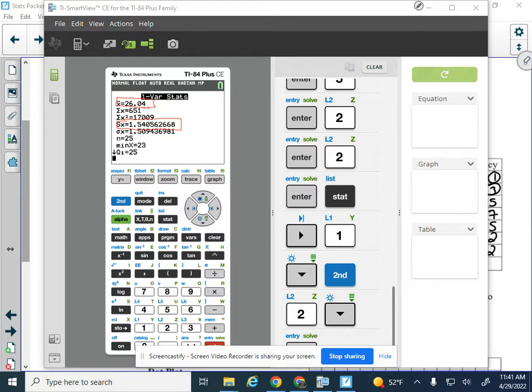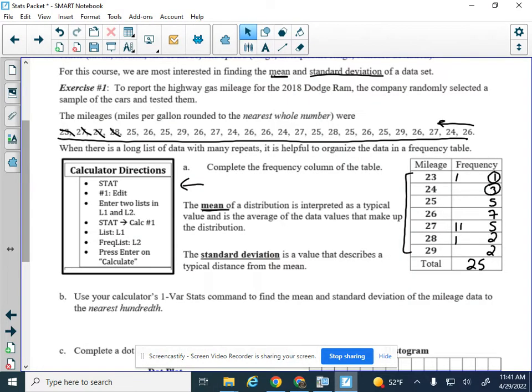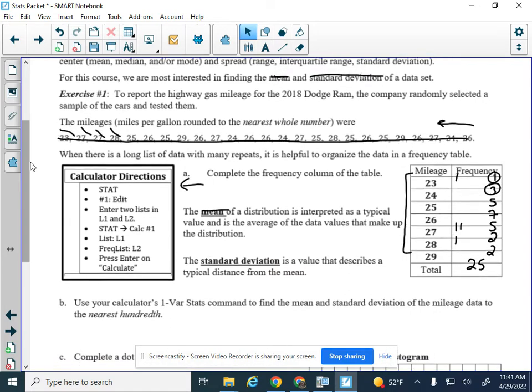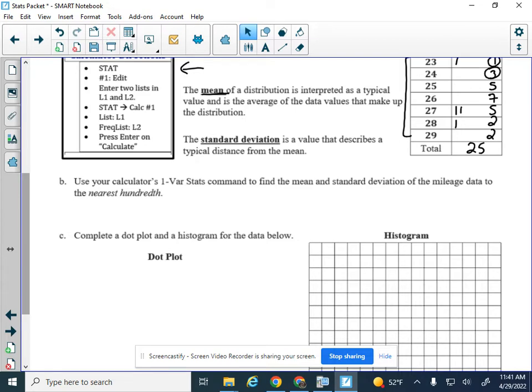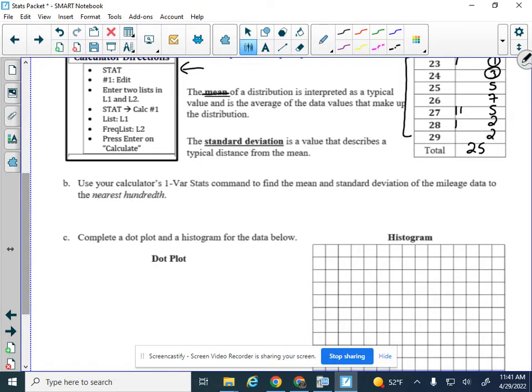So going back over to the lesson and scrolling down just a little bit. We used our calculator's one variable stats command to find the mean to the nearest hundredth. That is 26.04, and the standard deviation is 1.54. So the average value for these mileages is 26.04, and on average, each one is about 1.54 from that number. Some are further, some are closer.